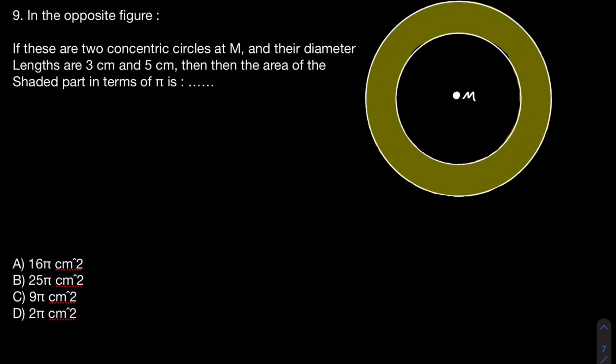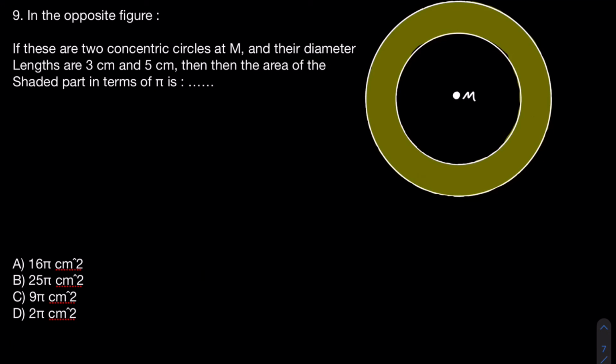If these are two concentric circles at M, concentric is a cool word, but it literally just means that they have the same center, then the area of the shaded part in terms of pi is what? Now, guys, please appreciate this shaded part. It actually took me a long time to do. I know there are a few holes every now and then, but anyways.